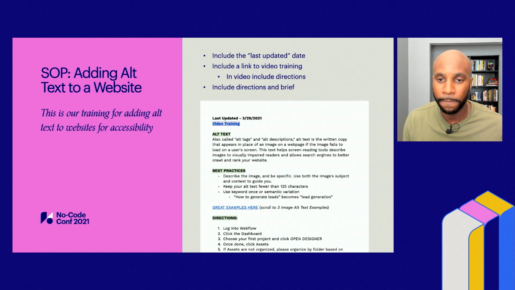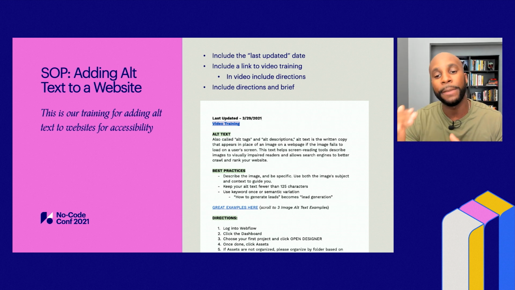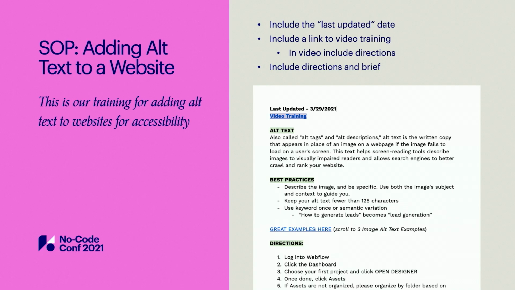So if you look at this sheet here, this is the adding alt text to a website SOP that we created. At the top, we have the date it was last updated, and then we have a link to the training. Right below that, we have a brief. The brief just gives you details right before you break into the steps. So we talk a little bit about what alt tags are, what alt descriptions are, how they help you develop your idea, and how to title images properly on your website for compliance.